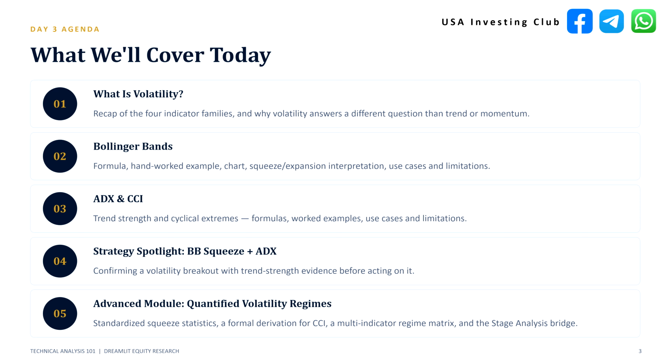Fourth, a strategy spotlight combining a Bollinger squeeze with rising ADX to confirm a volatility breakout before acting on it. And fifth, our advanced module, quantified volatility regimes, standardized squeeze statistics, a formal derivation for what CCI's thresholds actually mean, a multi-indicator regime matrix, and the bridge back to stage analysis. By the end of today, you'll be able to compute all 3 indicators by hand, read what each is telling you at a glance, and combine them into a single disciplined read on market conditions.